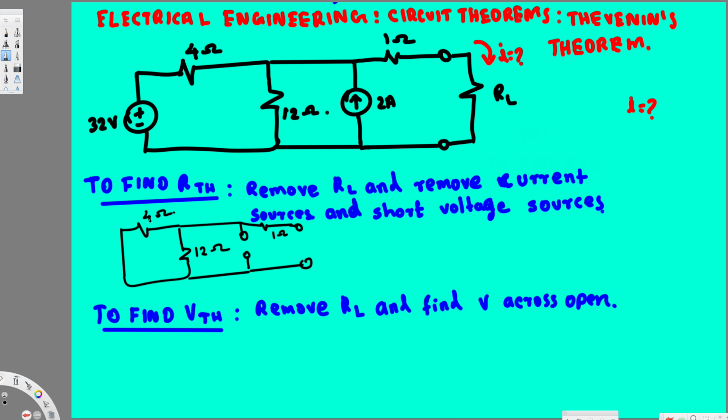And here we have 12 and 4 in parallel. When we have resistances in parallel, we can find the equivalent resistance by just multiplying them and dividing by the addition. So 12 plus 4, and that's going to give us 48 divided by 16, and that's going to give us 3. So the equivalent resistance for this one is going to be 3. So we can just put 3 right here.